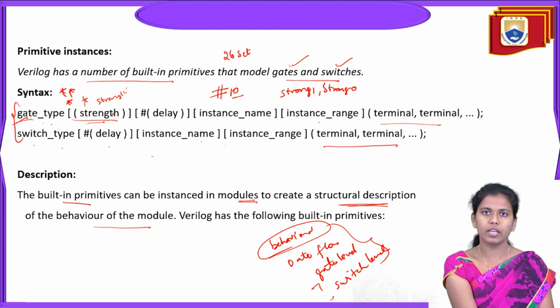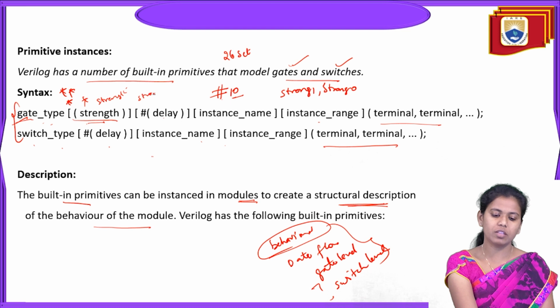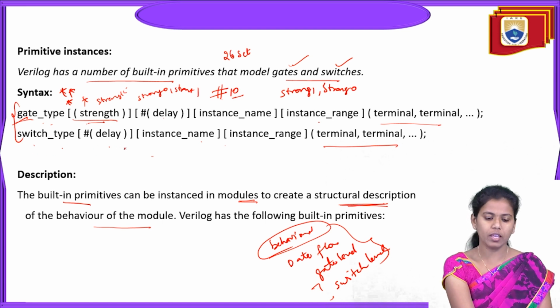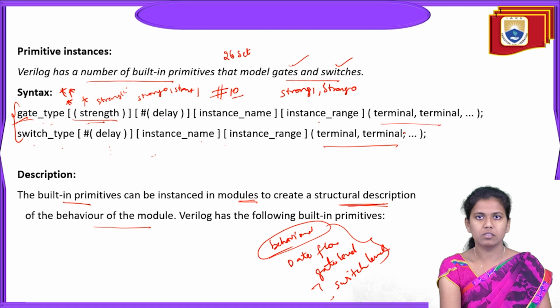Okay, so here the strength of a signal will usually be represented with strong 0 and strong 1. Whereas with the switch primitive, okay, in the switch type, we represent the switch type followed by the delays. Okay, there is no need to initialize the strength. Only in the switch primitives, it follows with the delays, the instance name and the range of the instance followed by the terminals. So this is all about the instantiation of the switches and the gates.